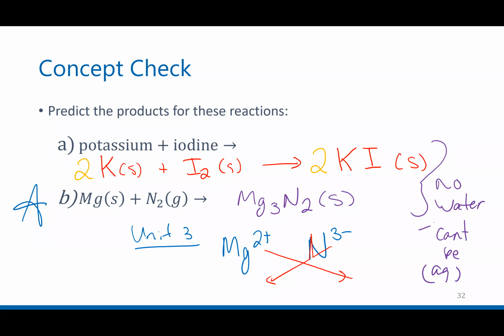So the only thing left to do for full marks here is to balance my equation. And honestly, balancing this is pretty easy, because all I have to do is put a 3 in front of the magnesium, and that's it. So this would be 3 magnesiums plus nitrogen gas giving me magnesium nitride, and everything is already balanced, once I've put the 3 at the beginning.